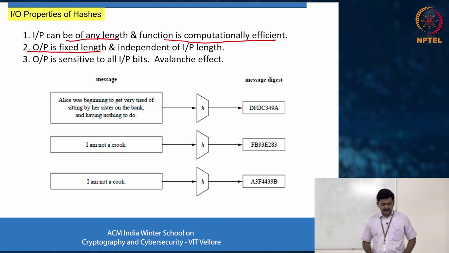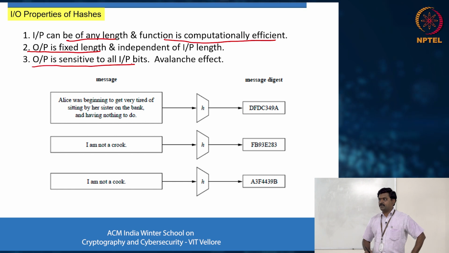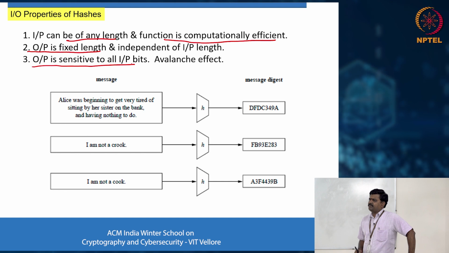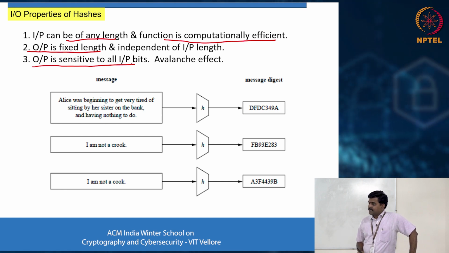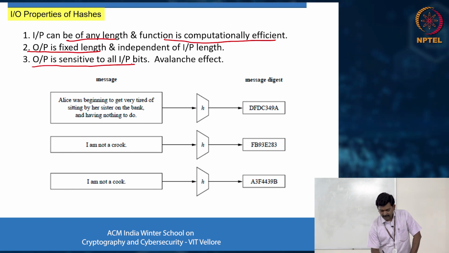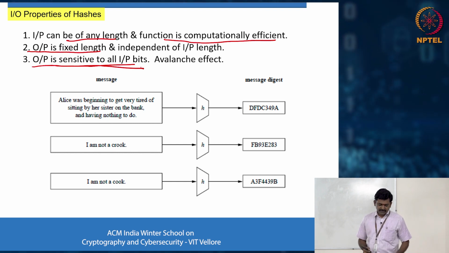Then, whatever output I get is sensitive to all input bits. It should exhibit a strong avalanche effect. By the way, where have we discussed the avalanche effect? While talking about DES, we introduced the avalanche effect. Any single bit change or a minor change in the plain text should result in a major change in the corresponding ciphertext, right? When will that happen? It happens only if the output is sensitive to all input bits.